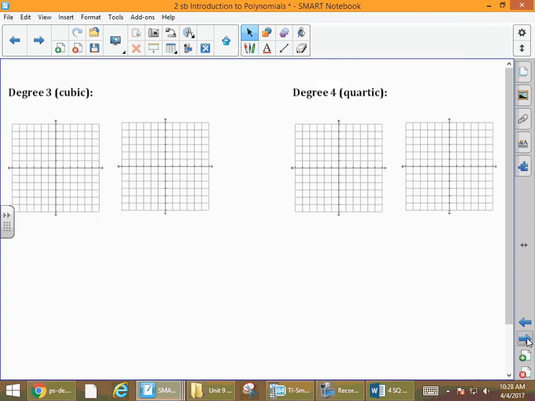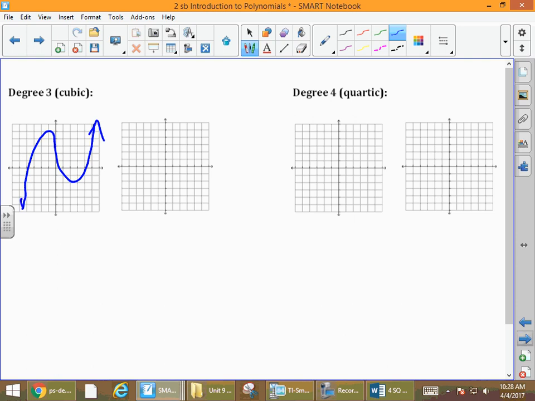So when we look over here at cubic, we actually just drew a couple of cubic functions. One of them looked like this. The other one looked something like that. But either way, how many times do we change direction in a cubic function? Twice. 1, 2. 1, 2.